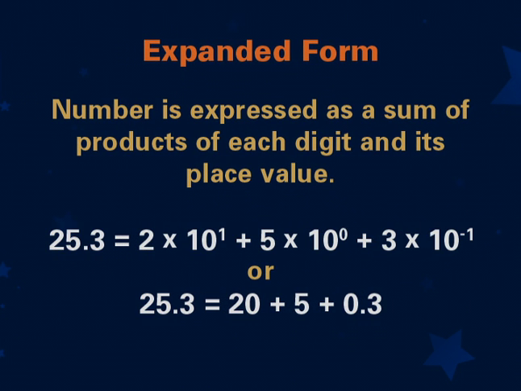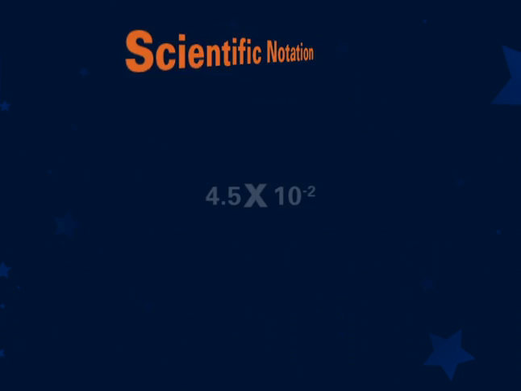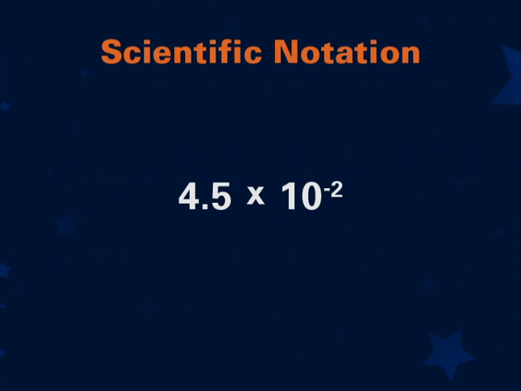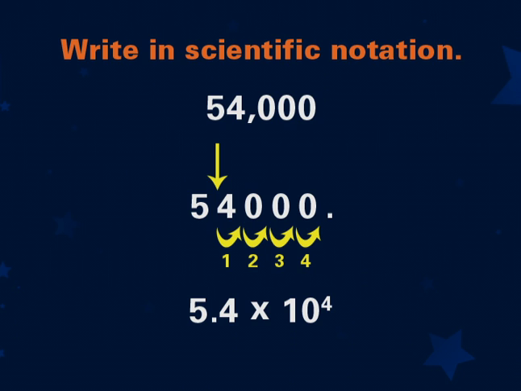A number is written in expanded form when it is expressed as a sum of products of each digit and its place value. Each place value may be expressed as a power of 10. A number is written in scientific notation if it is written as the product of a decimal greater than or equal to 1 and less than 10 times an integer power of 10. To write a number greater than 1 in scientific notation, move the decimal point so that there is exactly one non-zero digit to the left of the decimal point. Count the number of places to the original decimal. Since the count was to the right, use that count as the exponent.